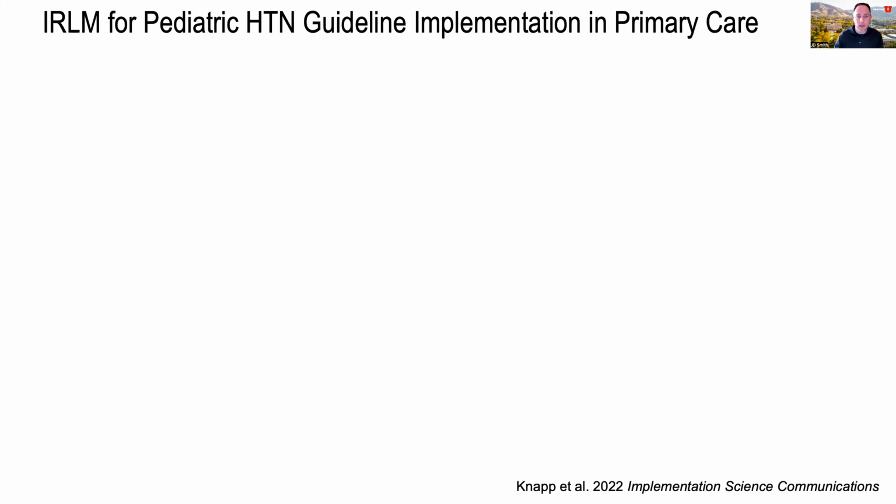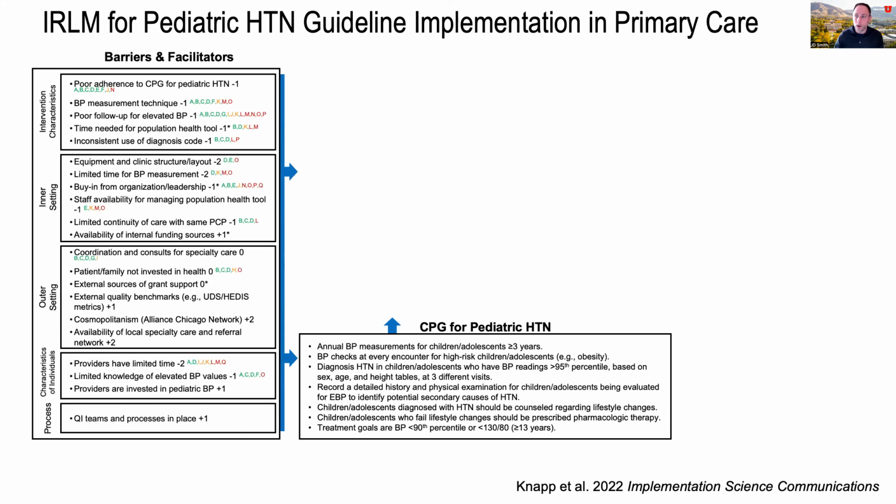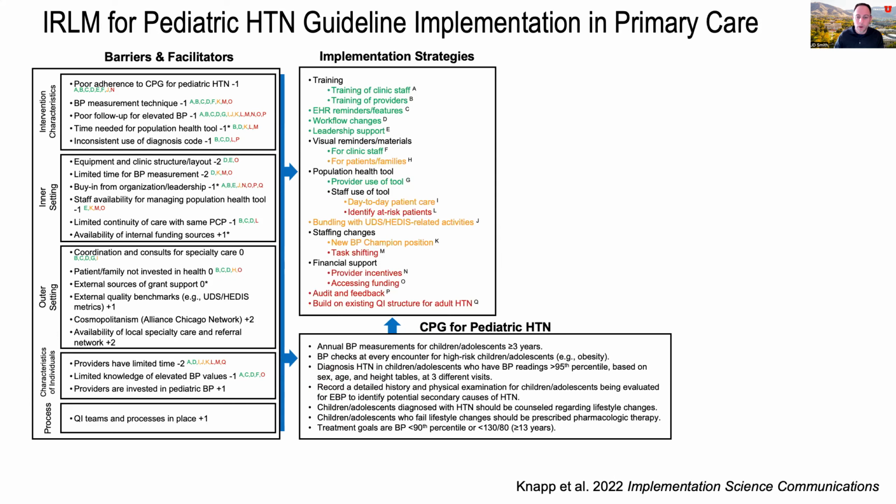So here's an example where we did an IRLM for pediatric hypertension guideline implementation in primary care settings. We first specified all the pieces of the clinical practice guideline for pediatric hypertension. We then worked with our community stakeholders to rate the implementation barriers and facilitators within pediatric primary care practices, and again, used the CFIR dimensions and domains here. We then worked with stakeholders to identify what would be the implementation strategies necessary to both implement the clinical practice guidelines and to address the implementation barriers and facilitators.